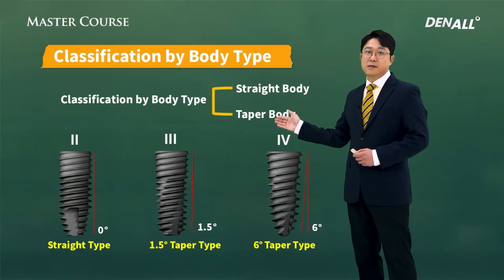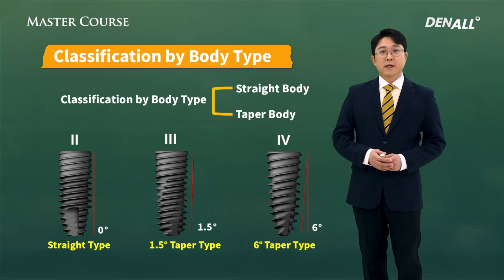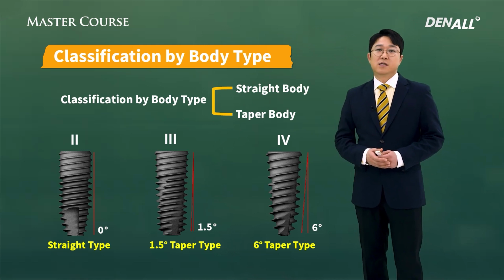Let's look at how body types have changed. At the beginning, the body of implants mostly were straight.